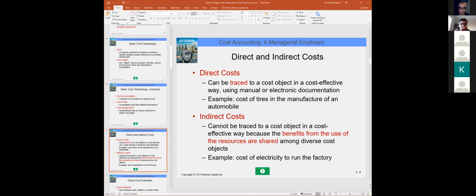I'm just guessing here. Would it be like a door for a new house, maybe? Yeah, that would be a direct cost. Oh, okay. But you know what? A better direct cost is the actual wood that made that door. Because the door also has a door handle. So that door handle.